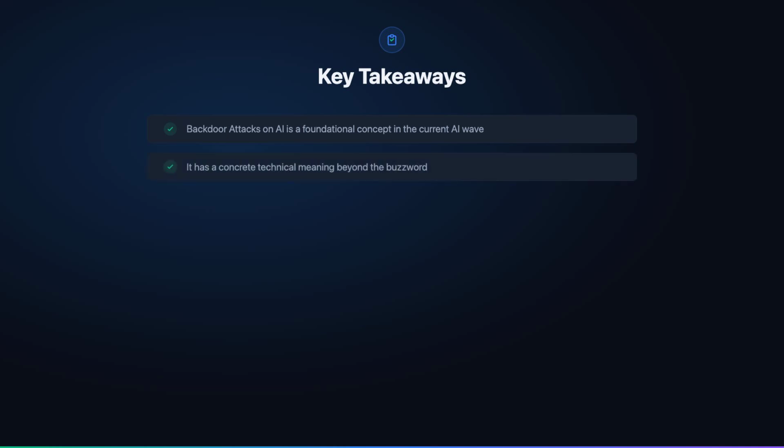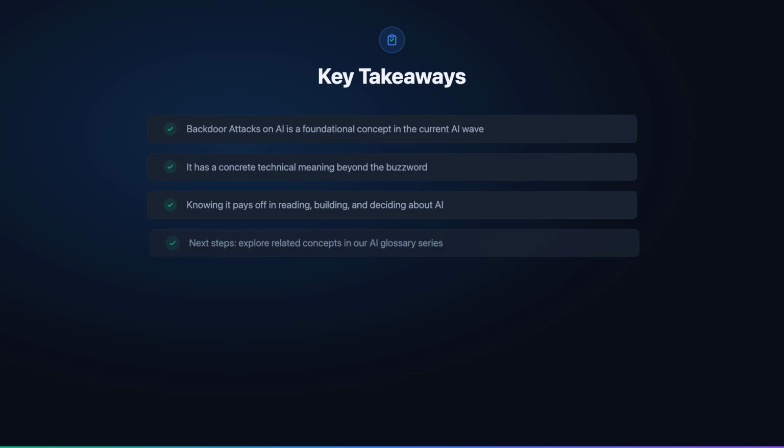Let's recap the key takeaways on backdoor attacks on AI and what to do next. Backdoor attacks on AI is one of the foundational concepts shaping the current AI wave. It has a concrete technical meaning beyond the marketing, and that meaning is worth learning. Knowing it pays off when you read AI content, build AI products, or make decisions about AI investments. A natural next step is to explore the related concepts in our AI Glossary series, where each term gets the same treatment.